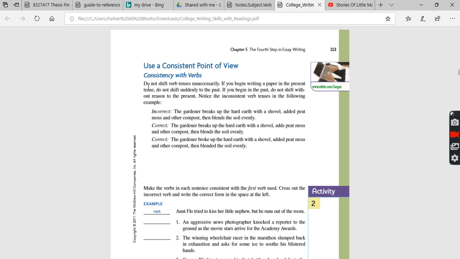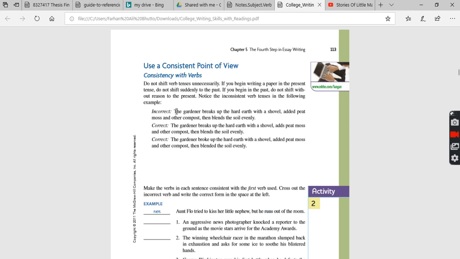So it says, do not shift verb tenses unnecessarily. If you begin writing a paper in the present tense, do not shift suddenly to the past. If you begin in the past, do not shift without reason to the present. Notice the inconsistent verb tenses in the following example. Now see this example. The first sentence is incorrect.